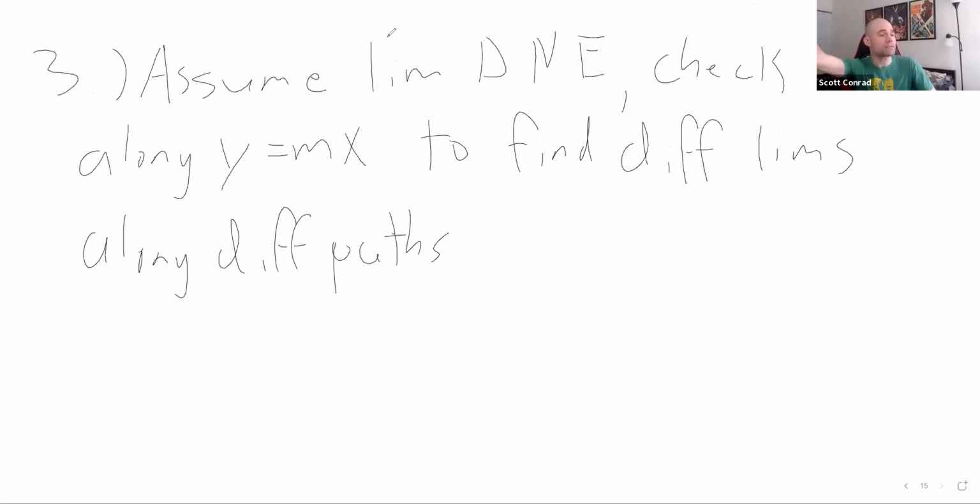So if it's not continuous, or if we can't cancel the discontinuity, cancel the 0 top and bottom by factoring and then being left with a continuous thing, if we can't do either of those things, we're going to assume the limit doesn't exist. And to prove that, we're going to check along y equals mx. And that'll be sufficient for almost every problem.